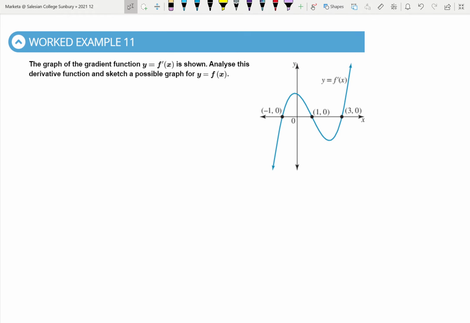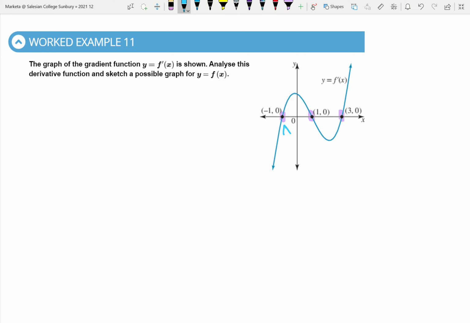Lastly, they're asking us to sketch a possible graph for y equals f of x, and they're giving us f dash of x. So what we need to do is really think about what each of these points mean in terms of the y graph.